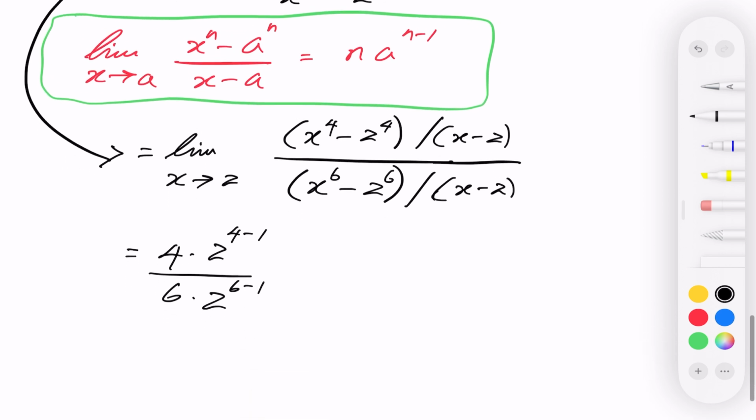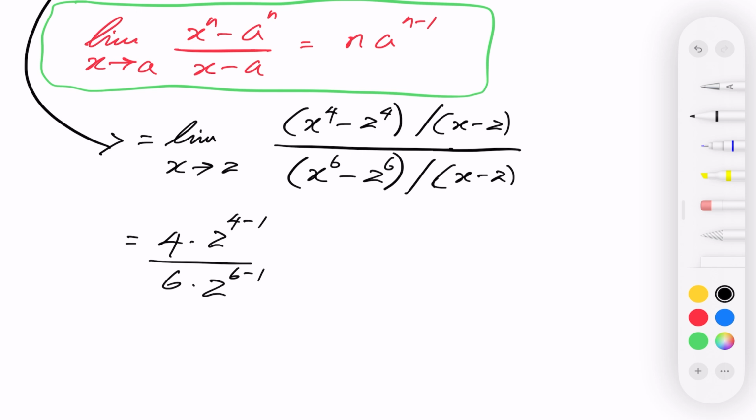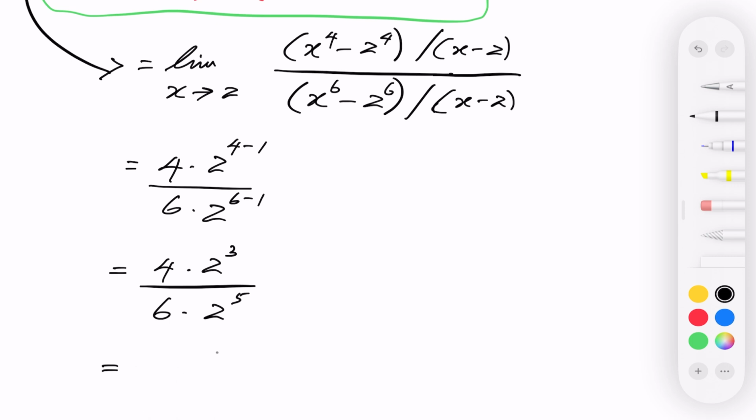Alright, now we need to do the simplification. So when I simplify that, I get 4 times 2 raised to the 3rd power on the numerator, and that has to be divided by 6 times 2 raised to the 5th power. This will be simplified to become 1/6. So this is our final answer for this problem.